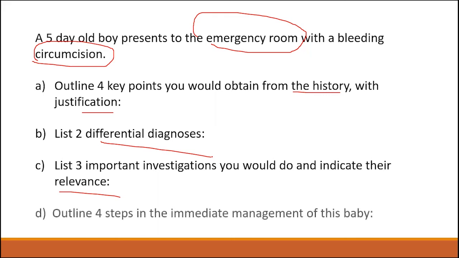All right. Outline 4 steps in the immediate management of this patient. In the immediate, again, they've told us what? It's the emergency room. So in the immediate management, you want to assess hemodynamic status. Assess the hemodynamic, meaning that you are going to do C. So from your ABC, C means what? Circulation, isn't it? Circulation means that you make sure that blood is flowing through everywhere.